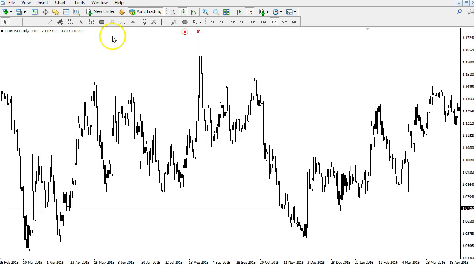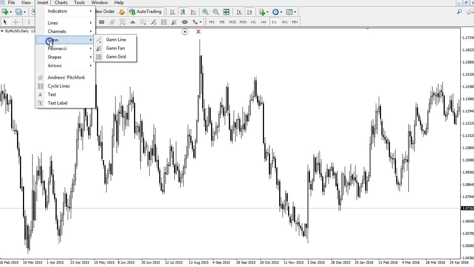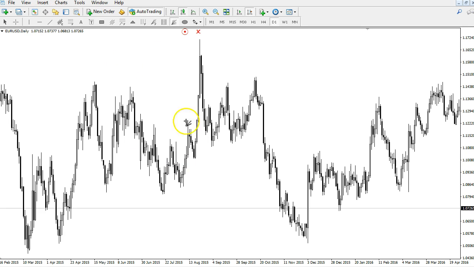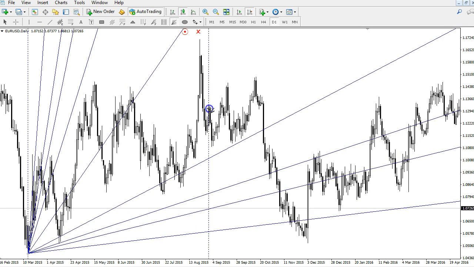So to attach Gann Fan to the chart, you need to go to Insert, then Gann, and Gann Fan. This tool is available. You go to the low that you would like to draw Gann Fan from, and you move forward and you will have a 45-degree line on the chart.